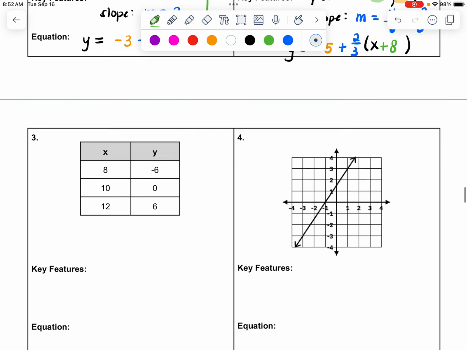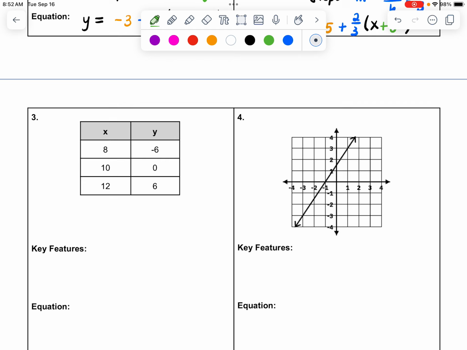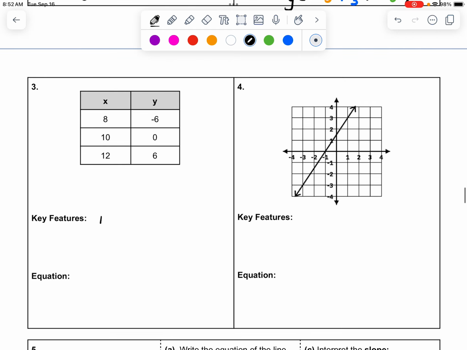Let's try that again. So in this table, I'm going to need to use the table to find the key features. I'm going to need a starting point, and I'm going to need a slope. I can choose any starting point from this table. I'm going to choose the first one because that's just my habit. I always choose the first one, but it would be okay to choose any of these starting points.